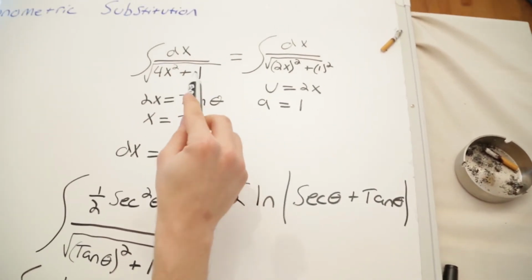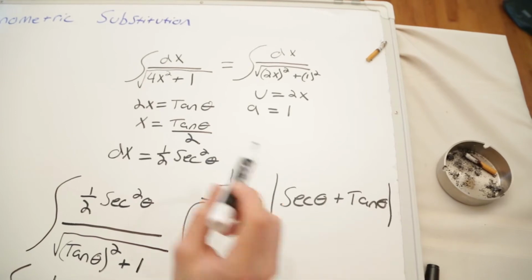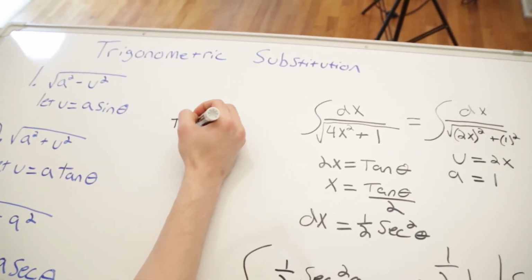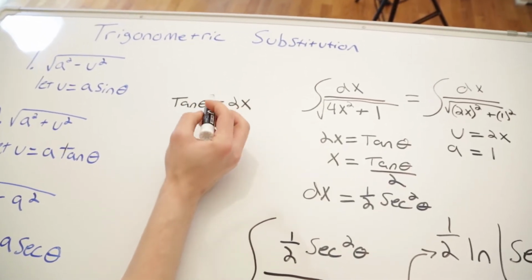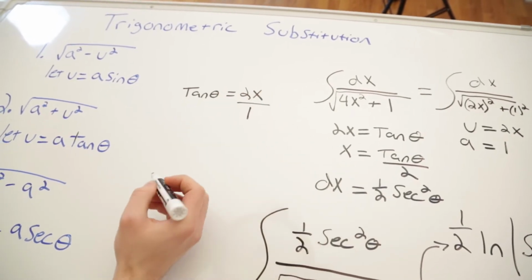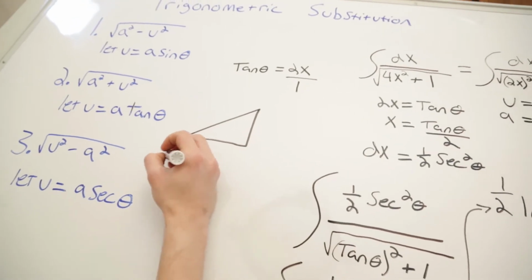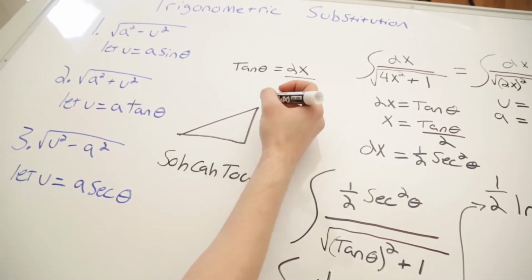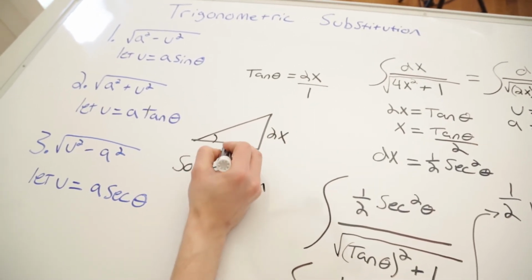So let's look at our original problem. We have this in terms of theta, we need to get this in terms of x. So up here we had that tan theta equals 2x. So that's tan theta equals 2x over 1. Those are the same thing, right? So if we look at our triangle here, let's look back at our SOHCAHTOA. Tangent is opposite over adjacent. So our opposite of this angle here is 2x, and our adjacent is 1.